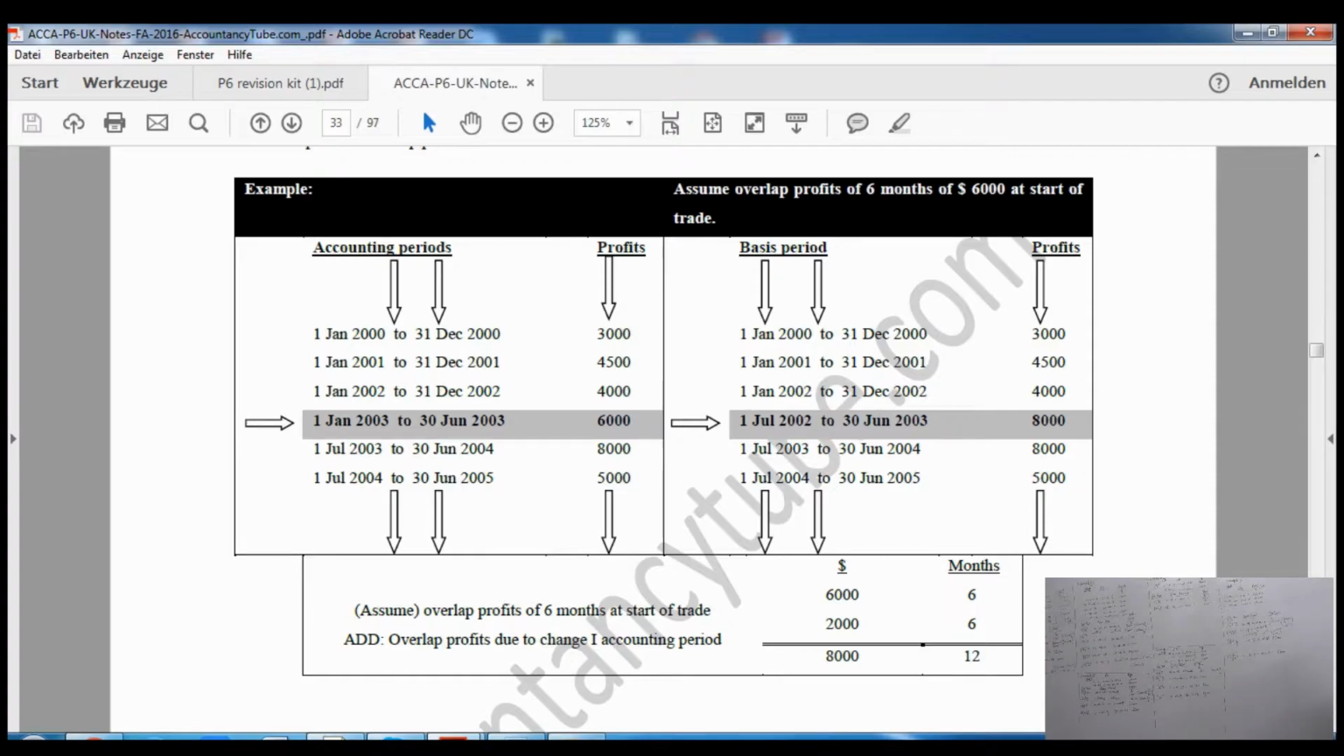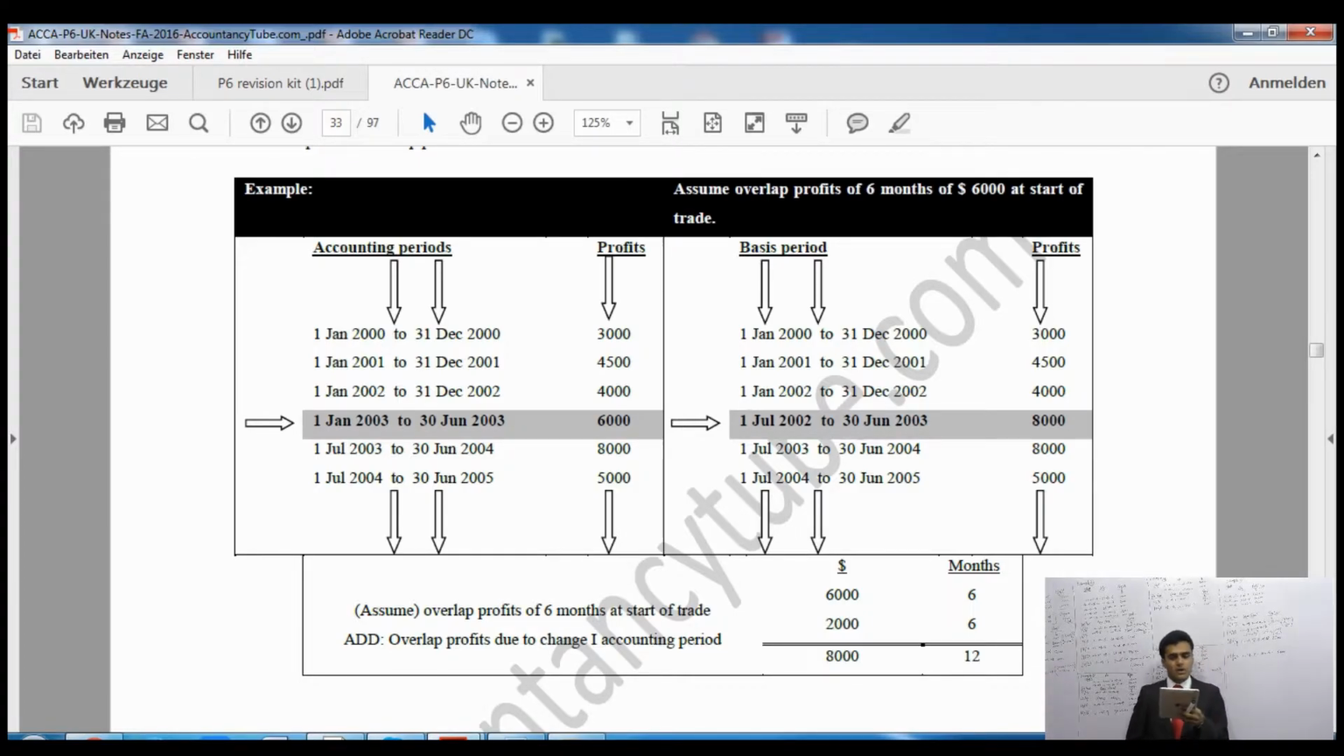So when he made the change of the accounting period, just look at the shaded area where it says from 1st of January 2003 to 30th of June 2003. Previously the year end was 31st December, whereas in this year it is 30th of June 2003. So he made a change about the accounting period, which resulted in a period which is less than 12 months only in the year of change. If you look at the following years, they are again 12 months, so there is no need to change anything about the following years. There is only a problem in this year.